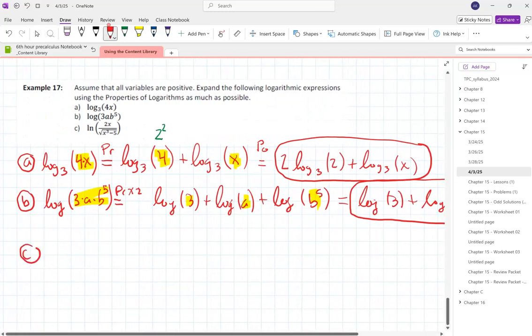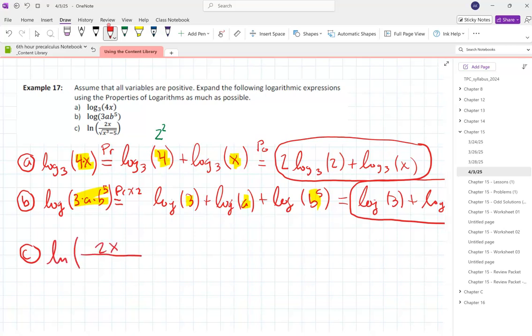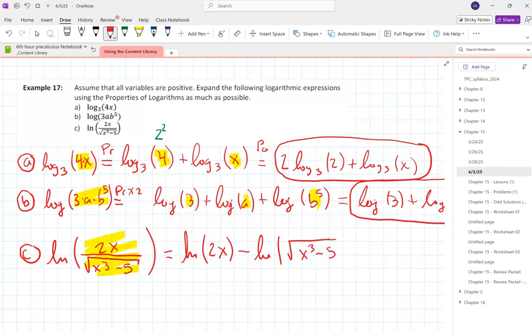All right, let's look at the next one. So we have the natural log of 2x over square root x cubed minus 5. So again, we start looking inside the logarithm, and we look for quotient property. Is there any division going on inside the logarithm? Definitely there is. So we're going to have log of the top minus log of the bottom. Everybody okay there?